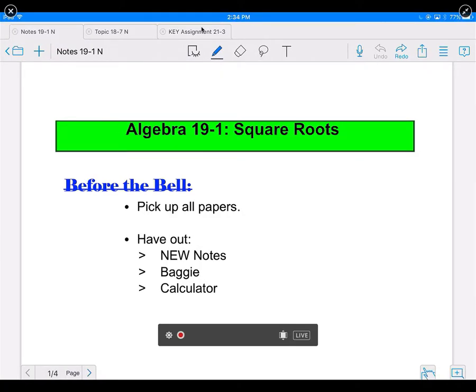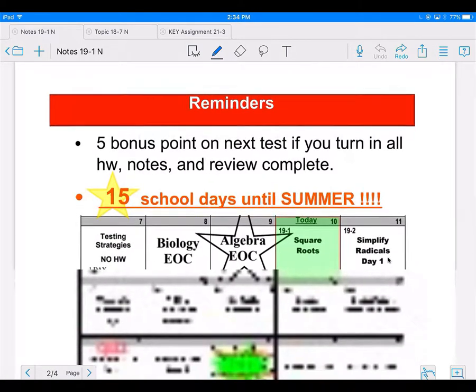This video covers algebra 19.1, which is over square roots. So before the bell, please make sure you've picked up all papers. We are starting a new notes packet and you can have baggie and calculator out.